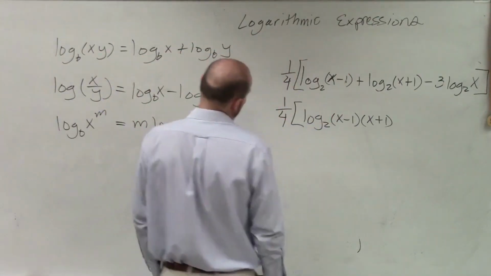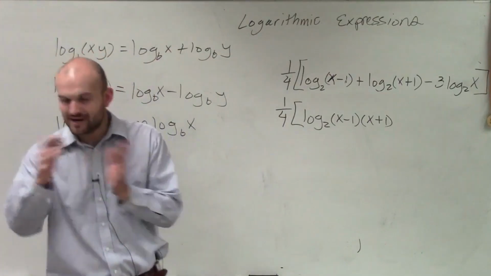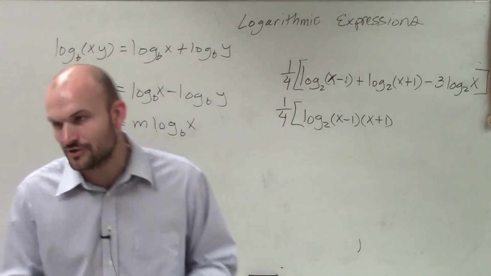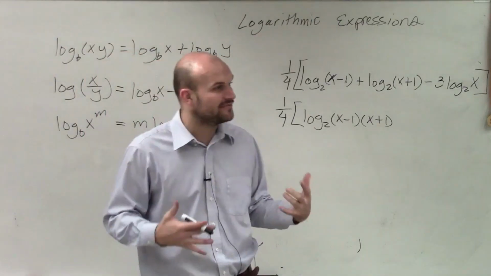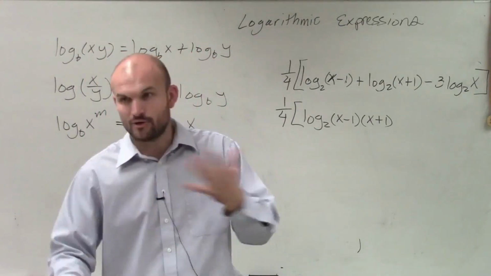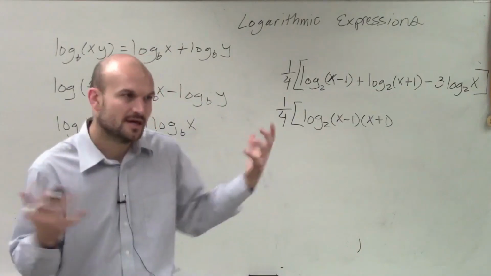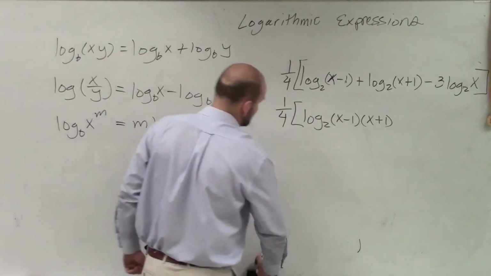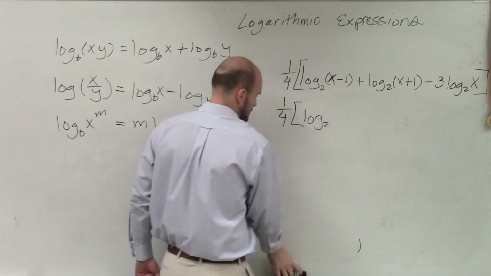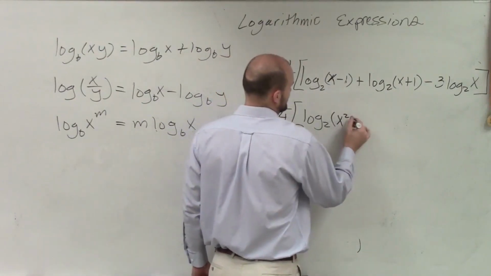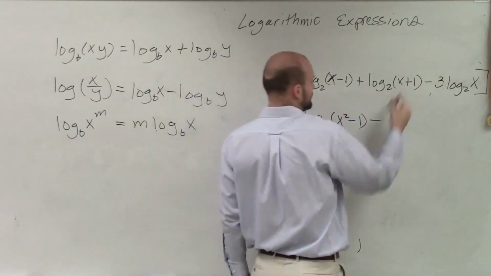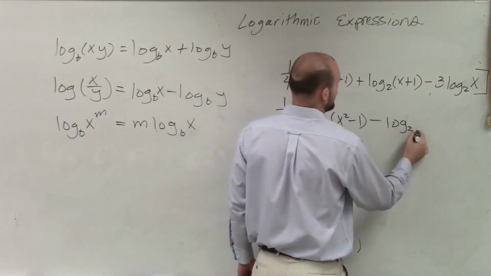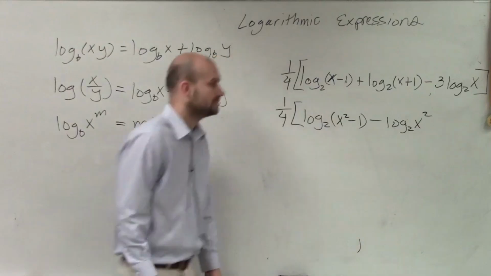Yes, ladies and gentlemen. Guys, you can do the FOIL. You can write out the FOIL. But the reason I was just kind of joking around is because at this point in time, we really need to make sure we know our special products, right? Knowing that it's a difference of 2 squares. Multiplying up, this is just going to become x squared minus 1. Then we have minus the 3. I can throw that up top. Log base 2 of x squared.